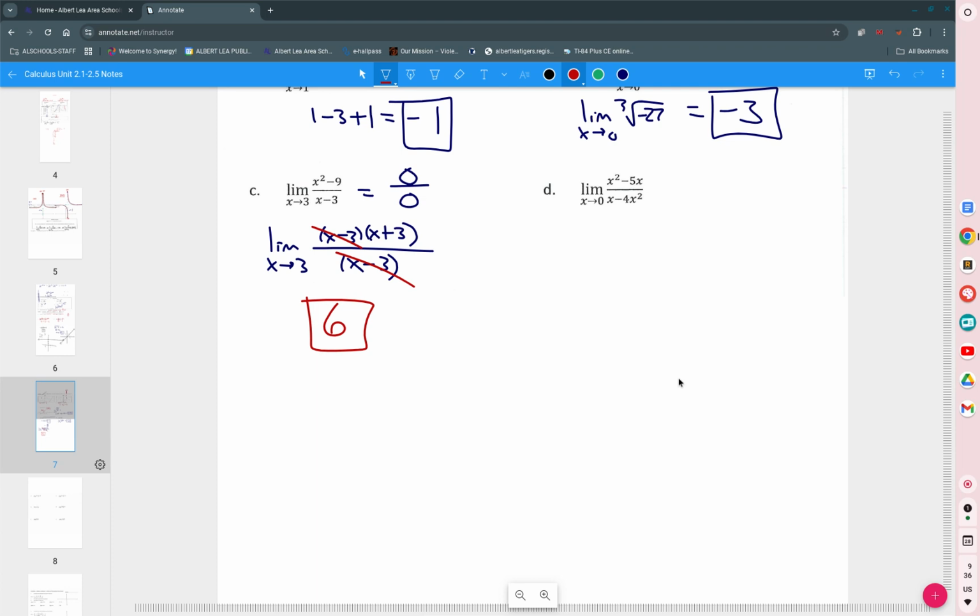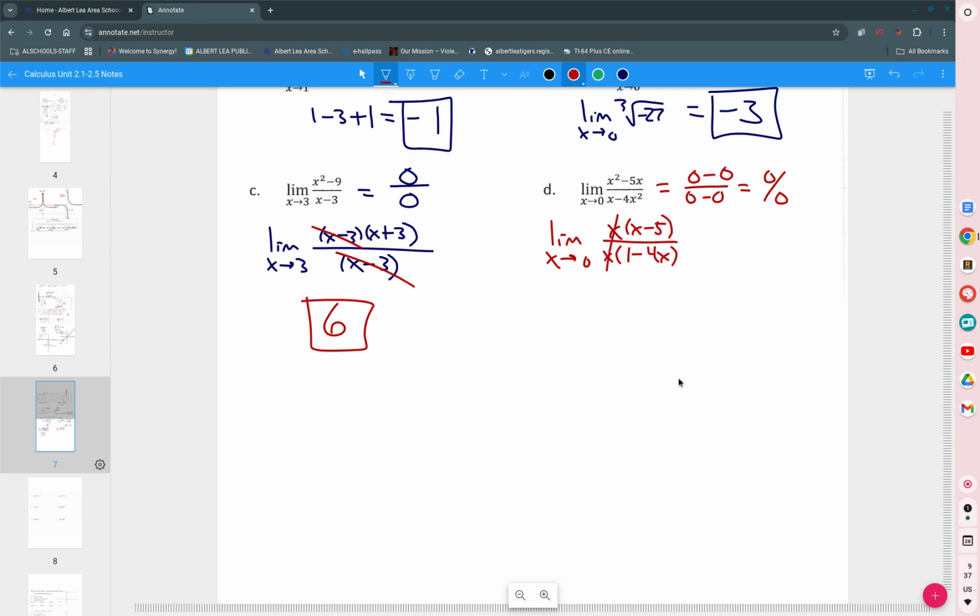In this situation, you plug in 0 and you get 0 minus 0 over 0 minus 0. I get 0 over 0. Oh boy. What now? Factor out x. Limit as x goes to 0 of x times x minus 5 over x times 1 minus 4x. Be careful with your positives and negatives.